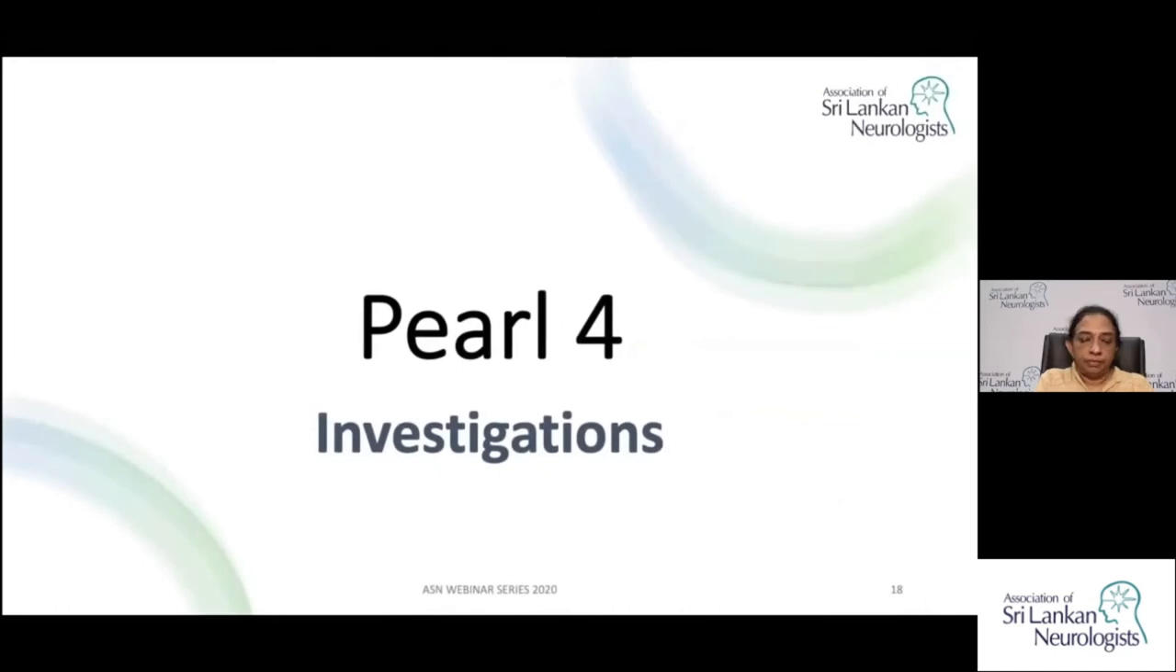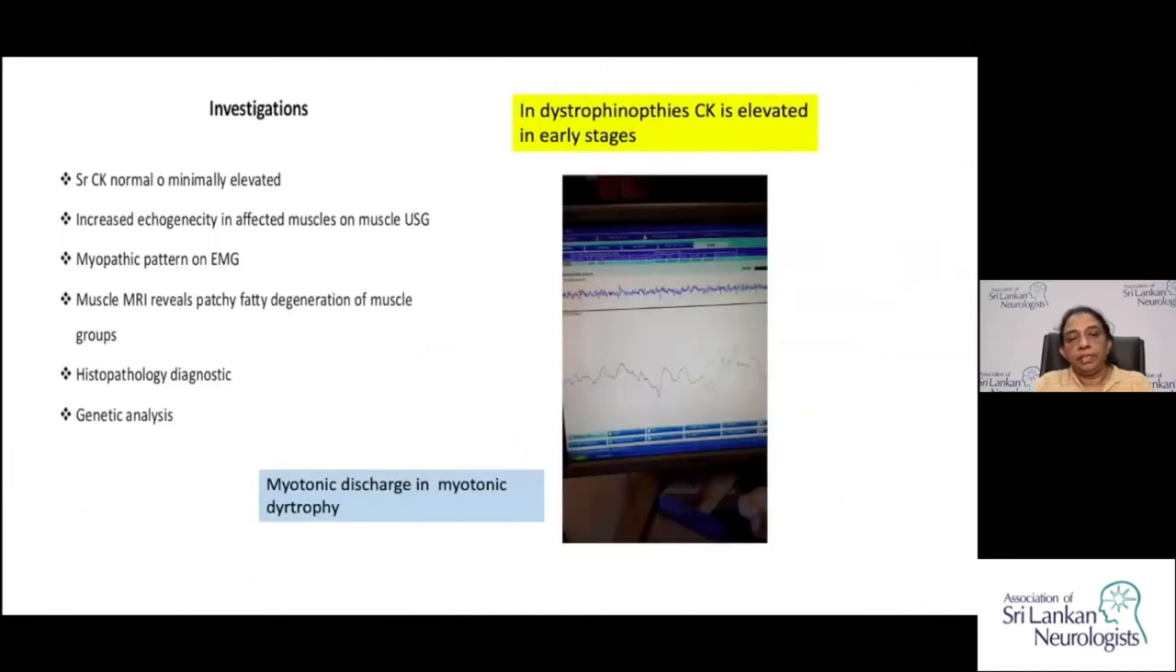So what are the investigations? Investigations really tailored for this condition: the creatine kinase. In most of the myopathies, congenital myopathies and metabolic myopathies, the CK, or creatine kinase, is either normal or minimally raised. But when you talk about the dystrophinopathies, Duchenne muscular dystrophy and Becker muscular dystrophy, the CK is elevated, in thousands in very early stages.